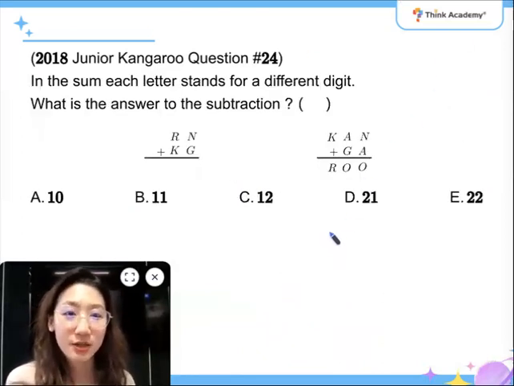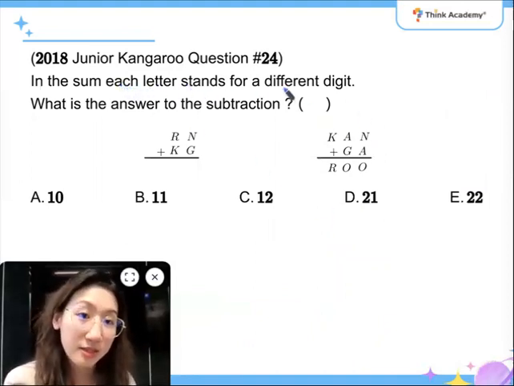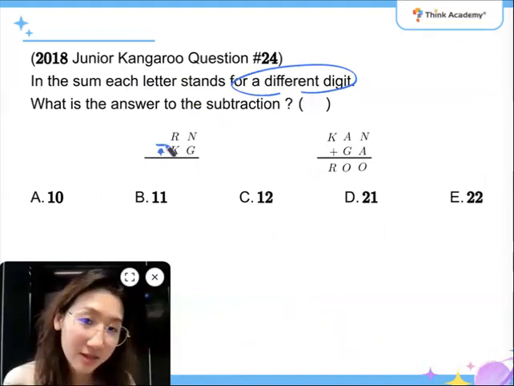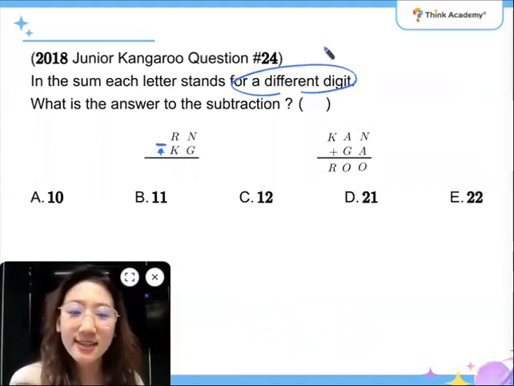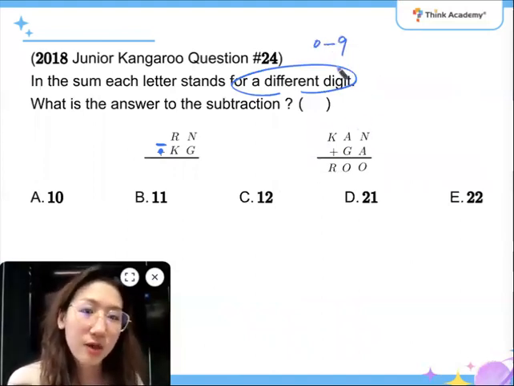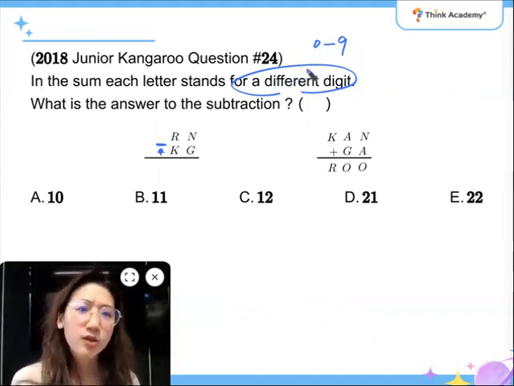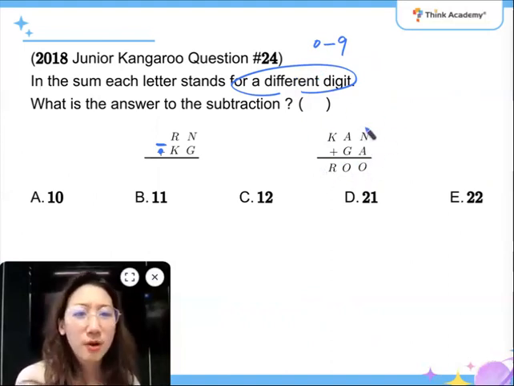Now let's look at question number 24. So in the sum, each letter represents a different digit, and what is the answer to the subtraction? Everyone, here's a mistake, but it's subtraction in your book. Okay, so again, a different digit is from 0 to 9, so you can choose from 10 kinds of digits, and they're all different. So if we look at the addition, we will see that both columns add up to O.